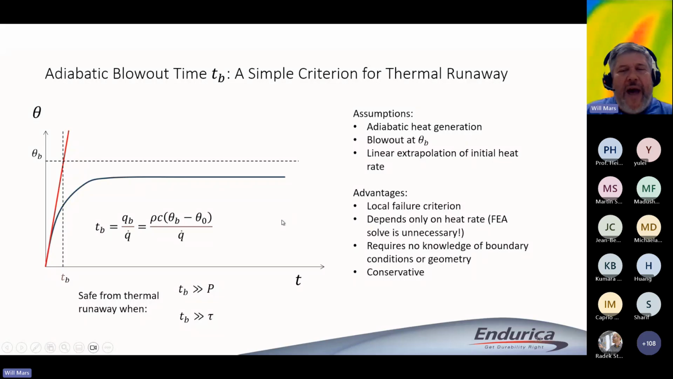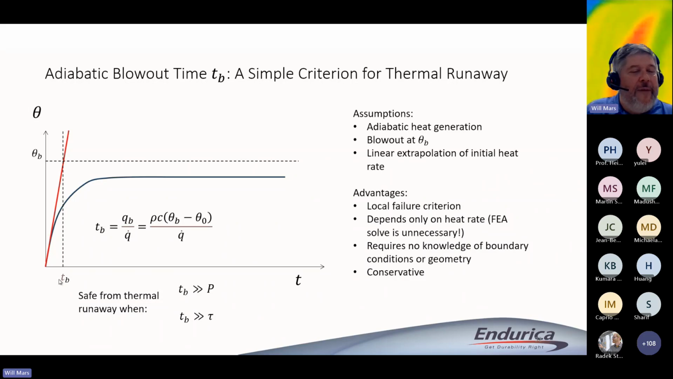Now, I mentioned the adiabatic criterion for modeling thermal problems. So again, if you know your heat rate, and that could be just the viscoelastic part, or if you're looking to avoid thermal runaway, you would add in your exothermic heat rate here as well. But this allows you to calculate, if I know Q dot, and if I know the specific heat, and if I know what my critical temperature is, let's say, 200 degrees Celsius, you can then calculate a time to blowout. And that's really just linearly extrapolating the initial heat slope of the curve.